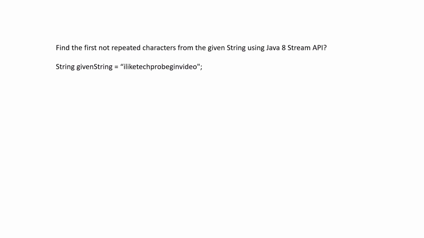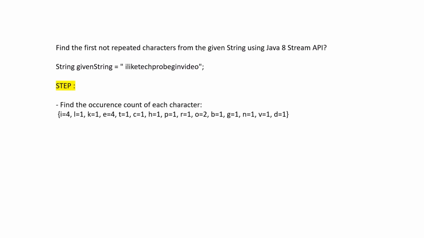Then as part of next step we need to find all the non-repeated element. Non-repeated element means whatever character available single time, those we need to find. Then as part of third step we need to find first non-repeated character. Let's see step by step in the presentation. First we need to find the occurrence of each character like this.